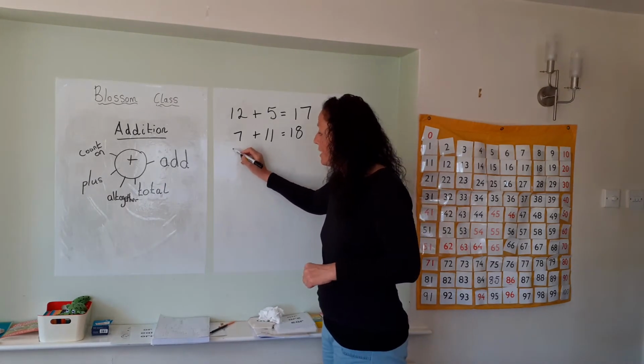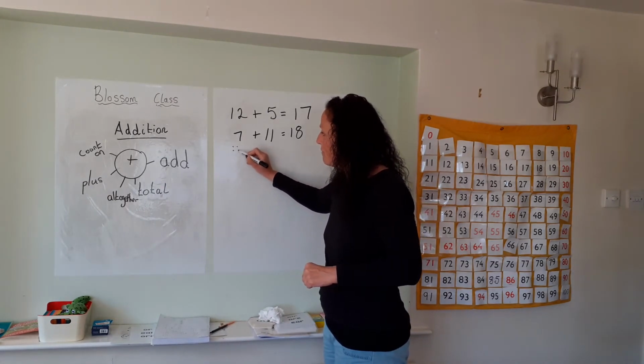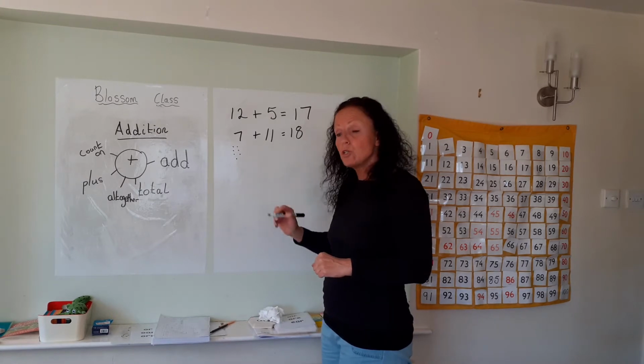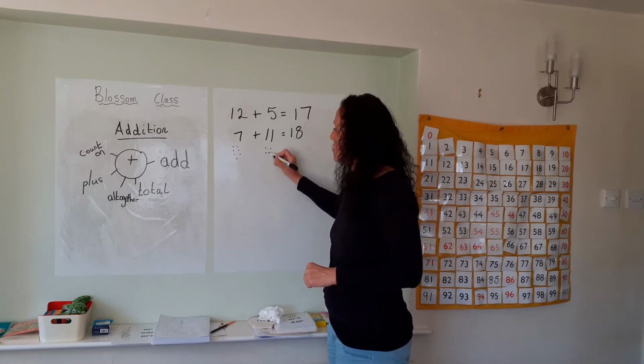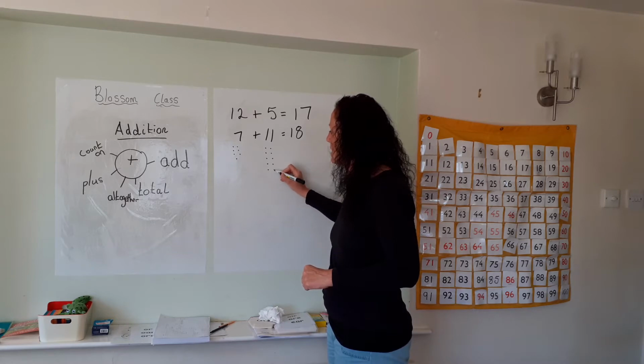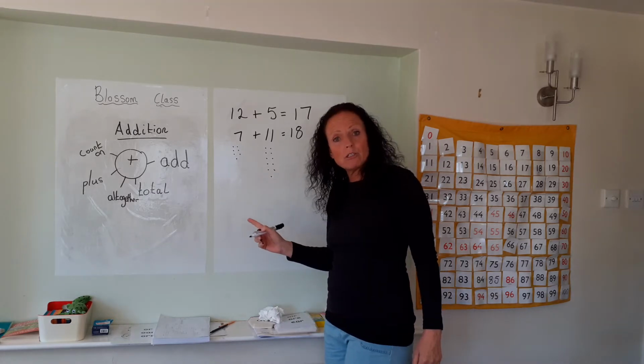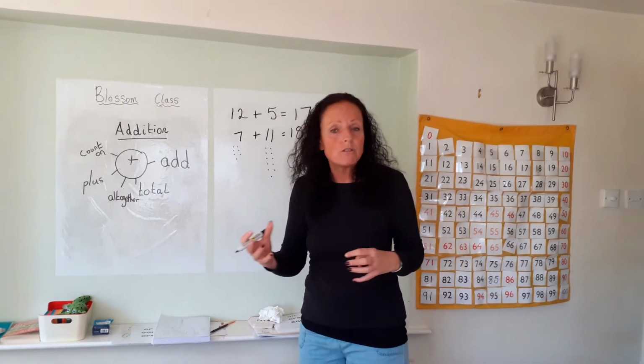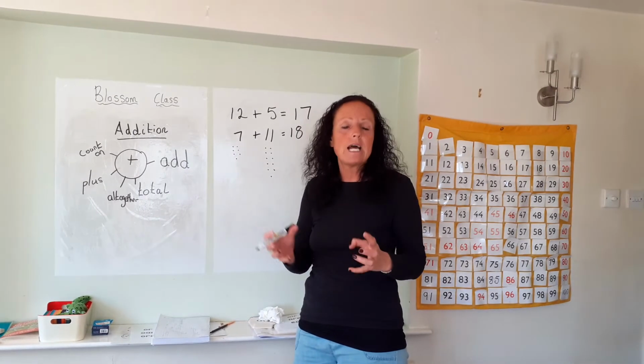Now, if you're still struggling, with 7 plus 11, you could draw your 7 dots, 1, 2, 3, 4, 5, 6, 7. And you could draw your 11 dots, 1, 2, 3, 4, 5, 6, 7, 8, 9, 10, 11. So you can still draw dots, you can still use apparatus if you want. It's entirely up to you.